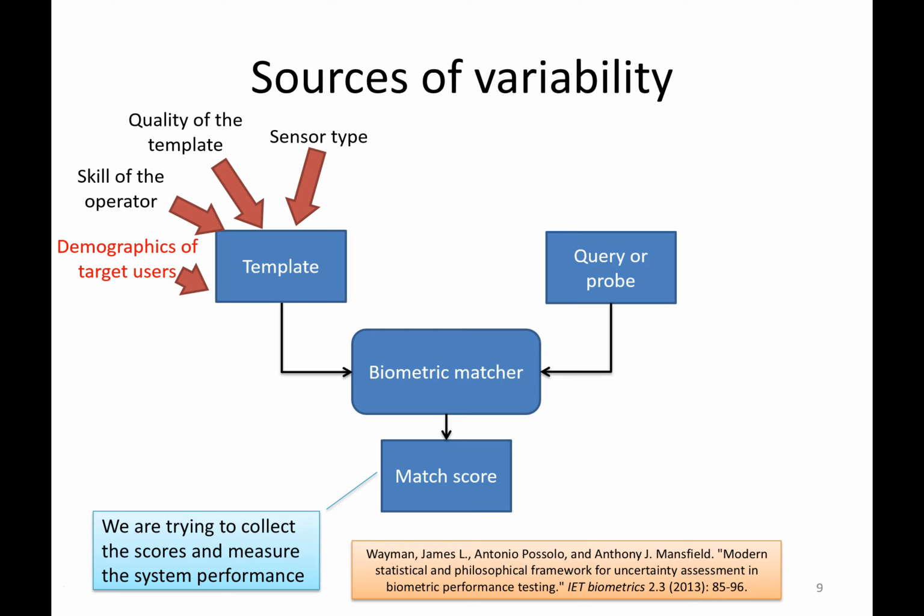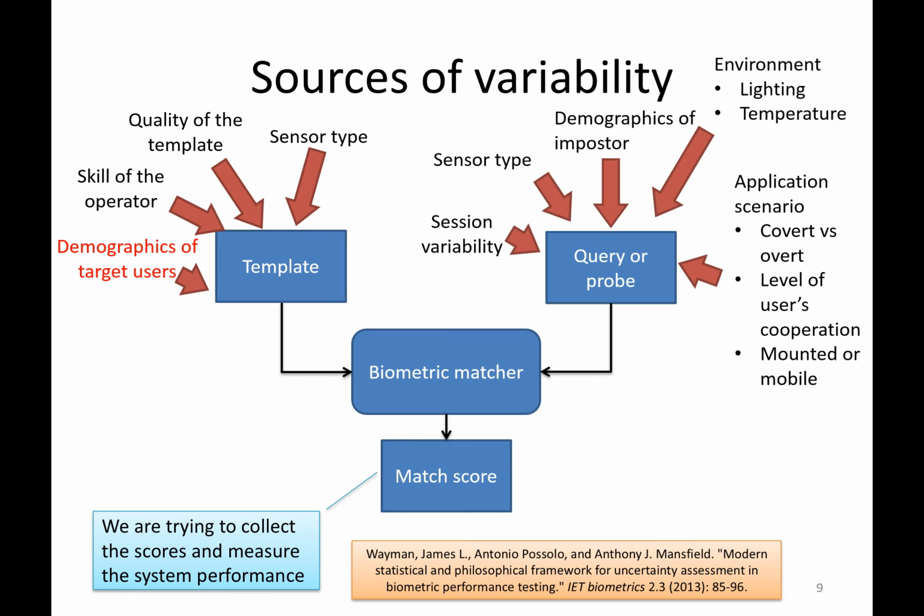There will be the user demographics of the target users that constitute the template. That's an important factor. Skills of the operator, the quality of the template, and the sensor itself. And at the query, when the system is operational, for instance in border control, you have different types of sensor there, and the sensor might be different from the one that was used to create the template. So then you have a mismatch in the sensor. You have the session variability over a lapse of time, 3 years, 5 years.